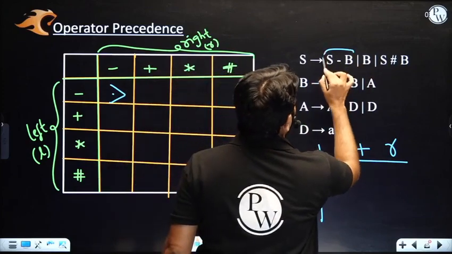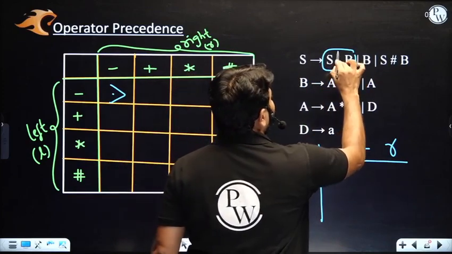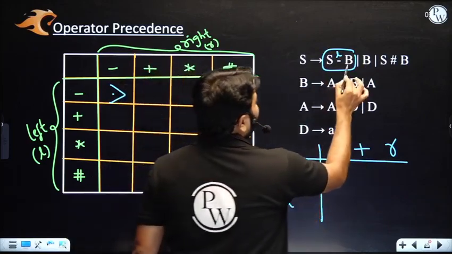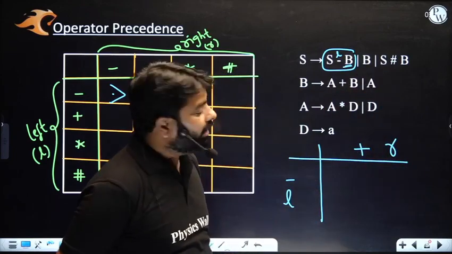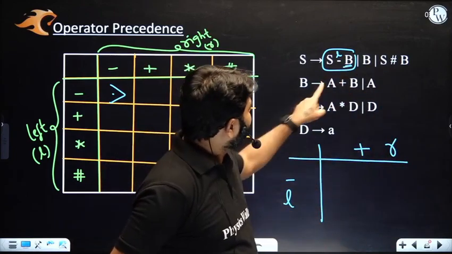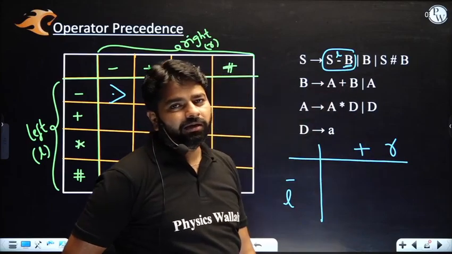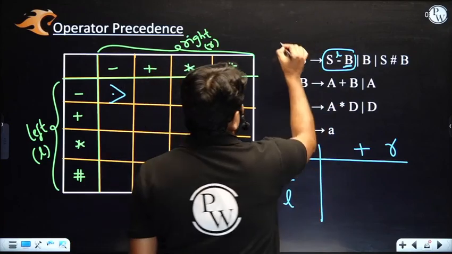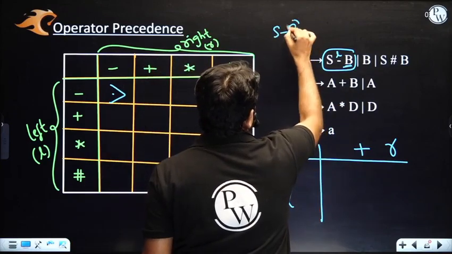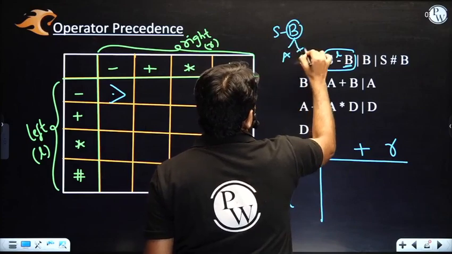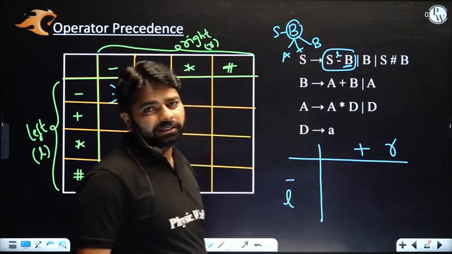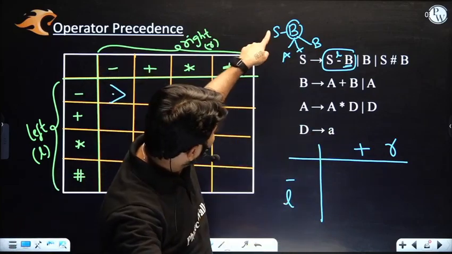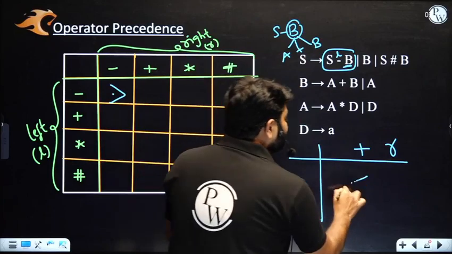So now let's say left is fixed here. This is the left. And can you get the plus from the right side? That's all. From B, can you get plus? Yes, B derives A plus B. That means plus has more precedence, because when you write S minus B and B is giving A plus B, definitely plus has more precedence. That means minus less than plus. Always speak in left to right direction. Minus less than plus.